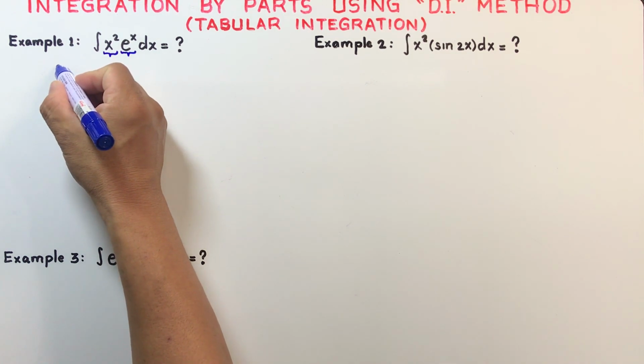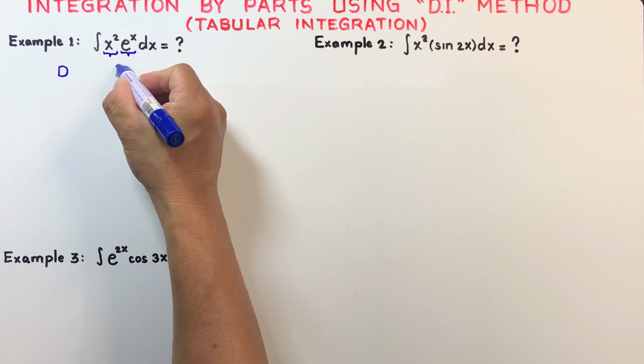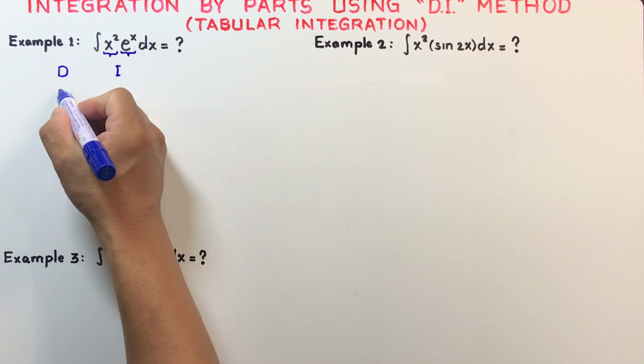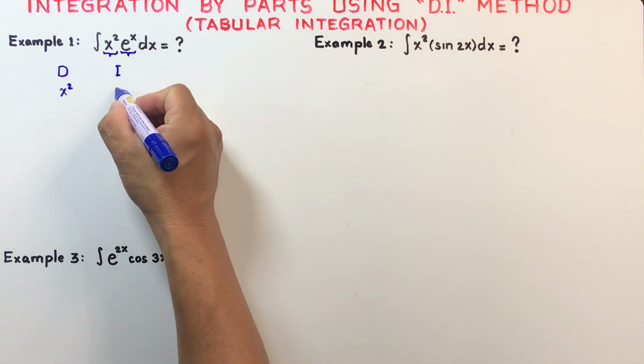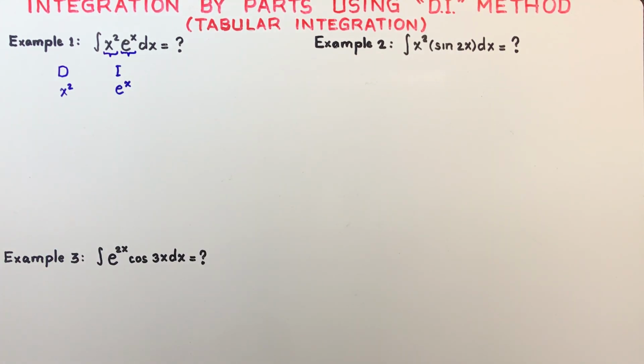First, let us have the D column here, and we have also the I column here. D stands for derivatives and I stands for integrals. So we will write our u in the integration by parts under the D column. So our u is x squared here, and our dv is e to the x. What we are going to do is apply differentiation to this x squared repeatedly.